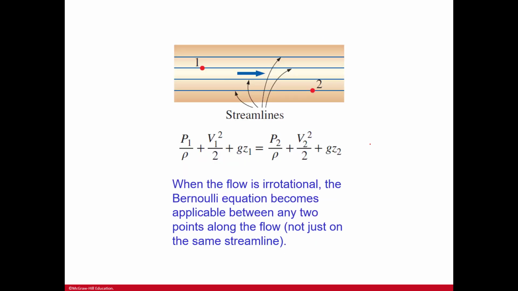So here are streamlines. When the flow is irrotational, the Bernoulli equation becomes applicable between any two points along the flow, not just the same streamline. And that's because you can take it from here, right? You can just assume that mathematically you can look at it here.